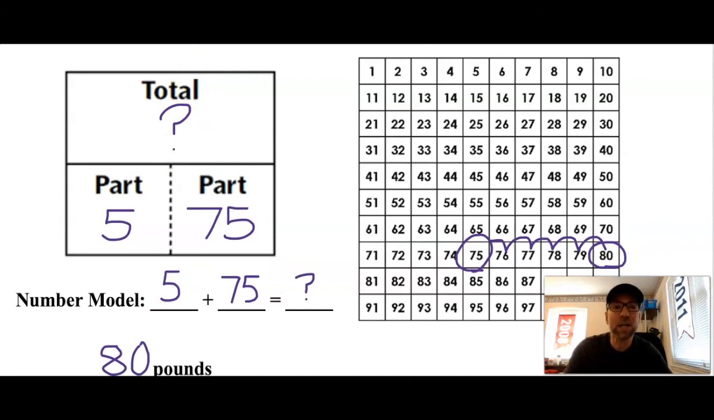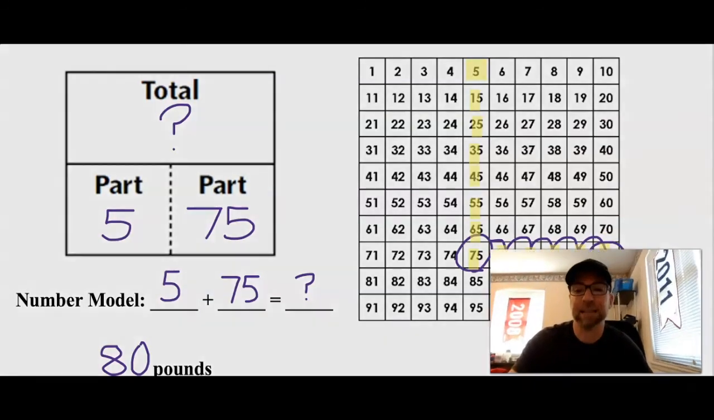Imagine if I started at the number 5 and had to count up 75. 10, 20, 30, 40, 50, 60, 70, 71, 72, 73, 74, 75. If I did it right, I can also get the same answer. But it's a lot more work. And in math, we want to look for that efficient way, that quick way to get us the correct answer.